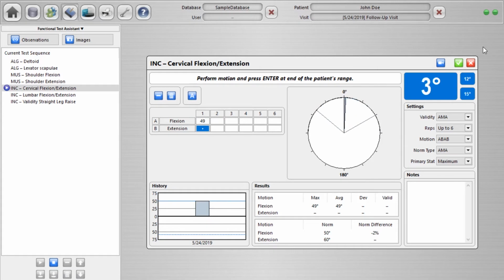Extension. And we're going to go back into an extended posture here. The patient's going to tilt all the way back. Flexion. And we're going to simply reproduce this test according to the AMA protocol. Extension. Flexion. And then one more. Extension.